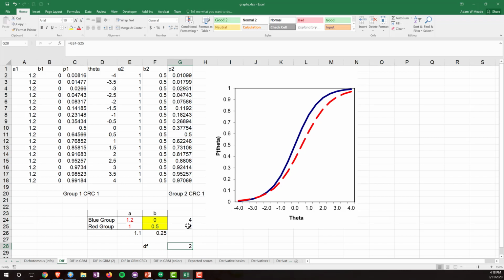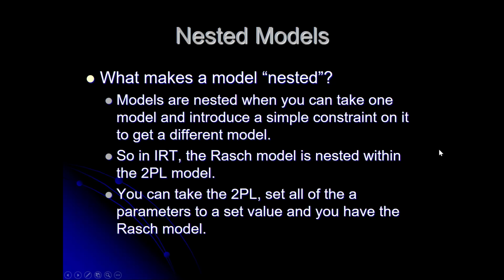It would be the number of parameters that you're estimating per item times the number of items. So if it were 10 items, it'd be 20. Okay, the reason we can do this is because these two models are nested. And nested models, again, it's not unique to IRT. You can also see this in multi-group CFA and other kinds of places.